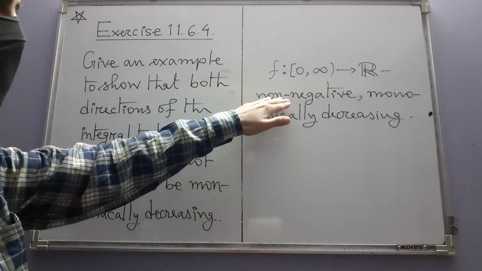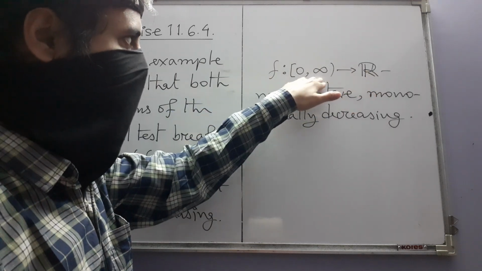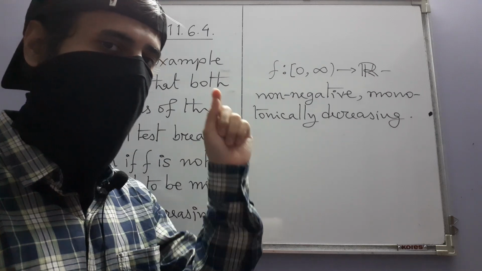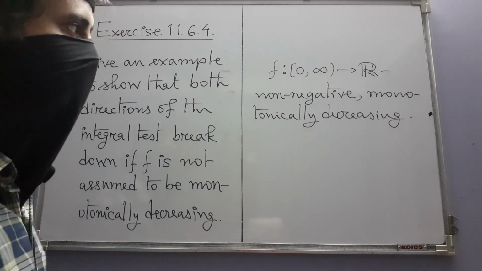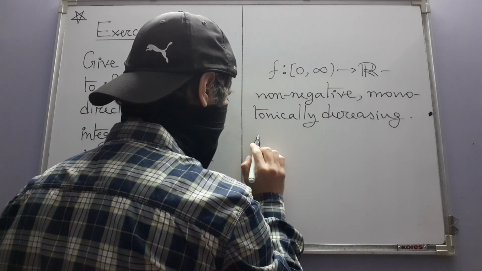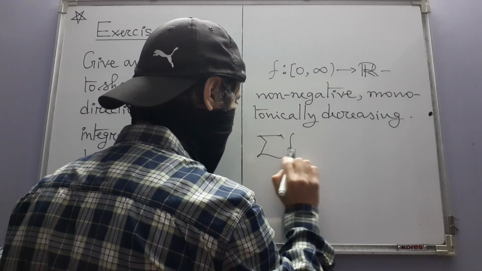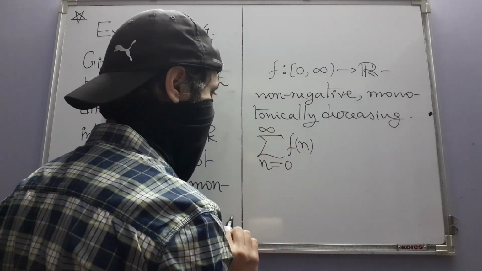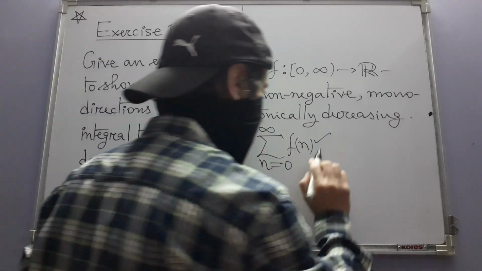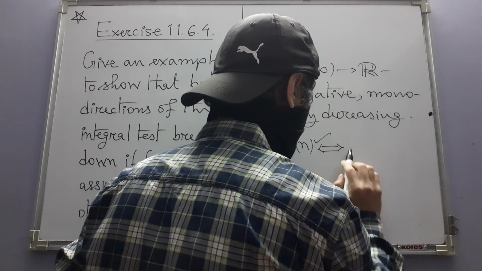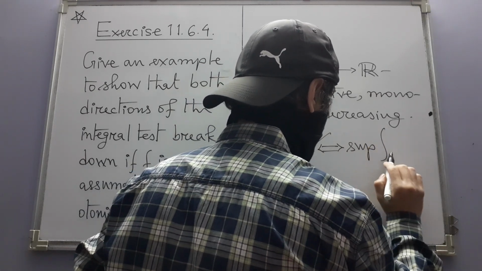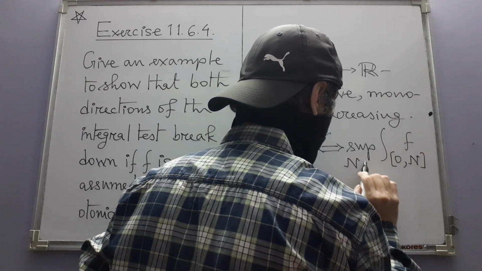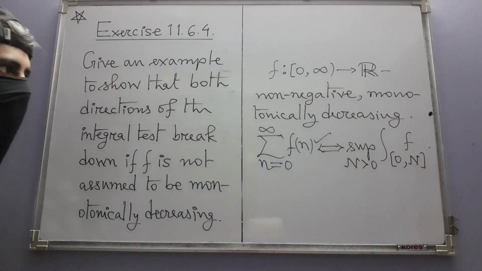Because it's given that f is non-negative, if you want, you can take this as the range. You can do that. Then you do not have to again write it's non-negative, but it is monotonically decreasing. That you have to mention. Then the test says that this infinite series is convergent if and only if this supremum is finite. Finite means it's a real number.